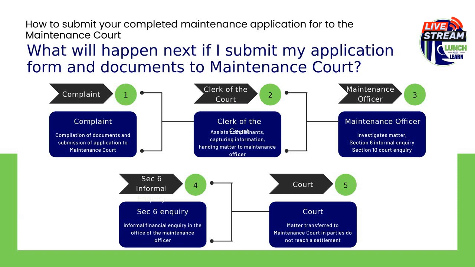So obviously in point number 1, we've dealt with a complaint, the compilation of the documents, and then the submission of the documents to the maintenance court. This is where we are now. Now, what would happen now? Obviously, the clerk of the court will assist you, they will capture the information and they will hand that file over to the maintenance officer. So you could expect a call or a WhatsApp or a text message from the maintenance officer or the maintenance clerk to come to court on a later day.